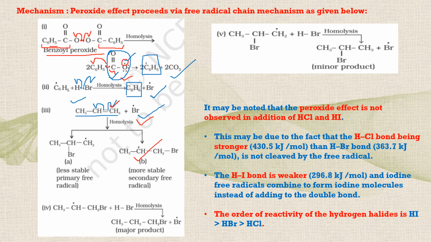The free radical is secondary in this case. And if the Br attaches to the second carbon, the first carbon will be involved in showing the free radical. So we know that free radicals are also electron deficient. So secondary is more stable, so secondary will be formed in more quantity.